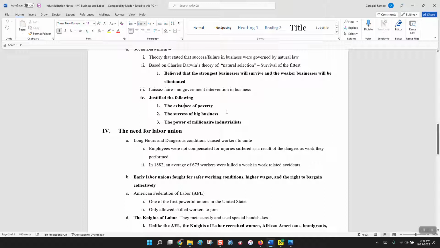Success of big businesses, that I should be able to grow my business as big as I want, bigger than I need it to be. And if I have to crush you in order to get there, well, sucks for you. And the power of millionaire industrialists, that because I'm rich and powerful, I should also have an influence in the government and what laws they pass. So basically, social Darwinism let them off the hook for all the horrible things that they did.